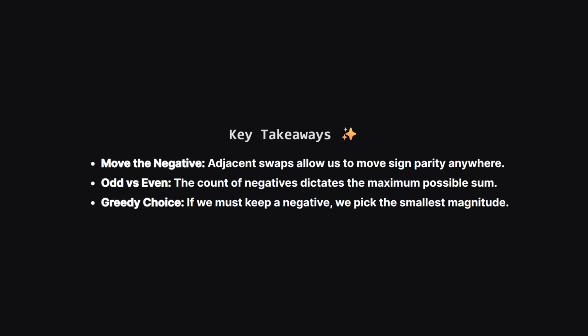So to wrap things up, the big trick here is realizing that adjacent swaps let us move negative signs across the board. This simplifies the problem into a simple parity check. If we have an even number of negatives, we win completely. If odd, we take the smallest possible hit. It's a classic greedy approach.